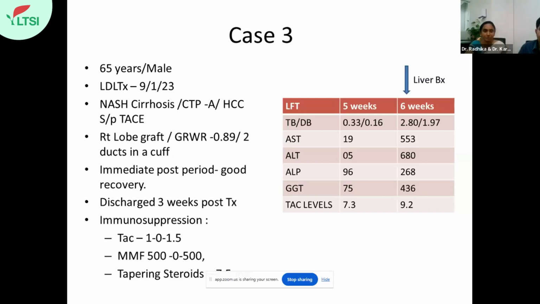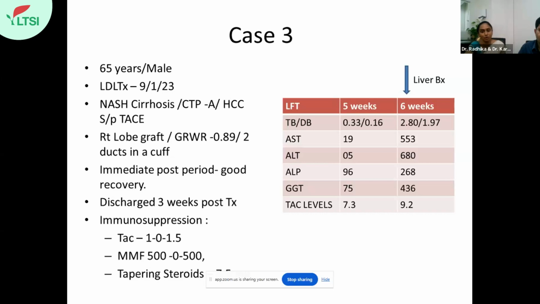Okay. The next case will be a 65-year-old male who underwent living donor liver transplantation for NASH-related cirrhosis, Child status, HCC, which was downstaged by TACE. It was a right lobe graft with a graft weight ratio of 0.89 and 2 ducts in a cuff. He had an uneventful postoperative period and a good recovery, was discharged in the third week postoperatively, and was on regular follow-up at our post-transplant clinic.